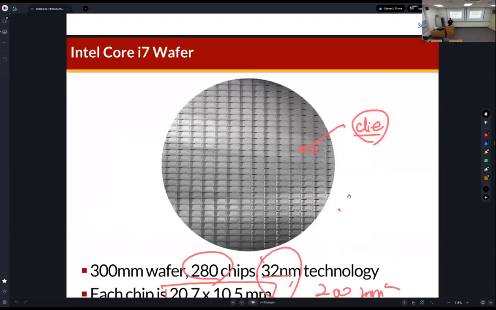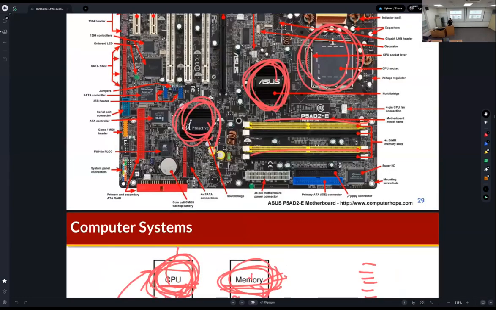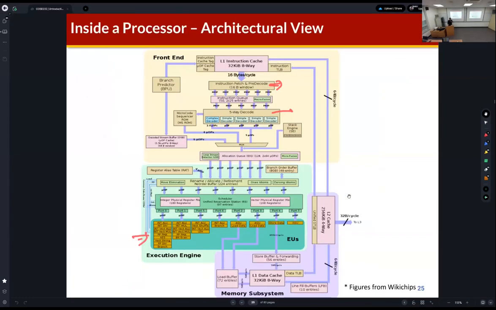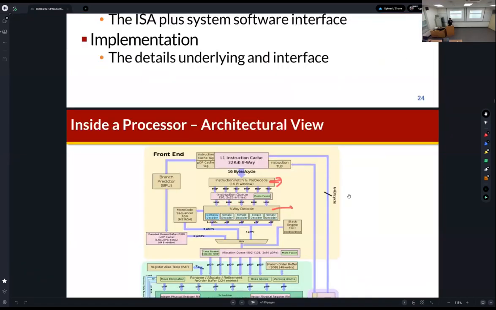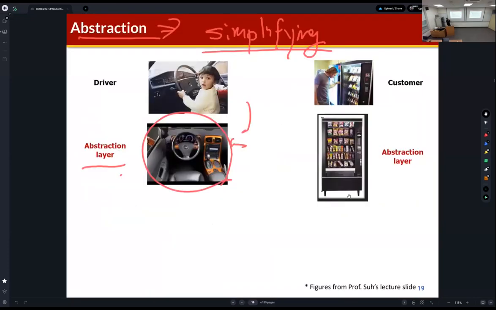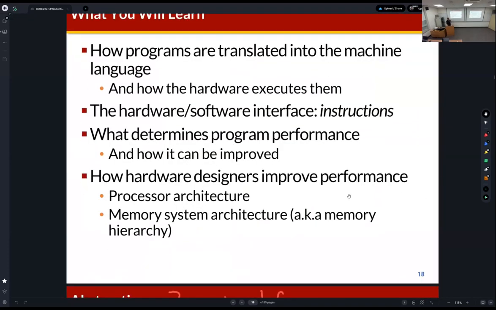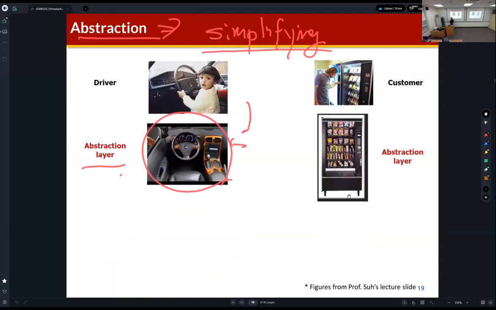Okay, so what did we learn in the previous class? Do you remember? We learned about abstraction, right? And then I also explained the abstraction levels we will learn in this course, right? So what is the meaning of abstraction?